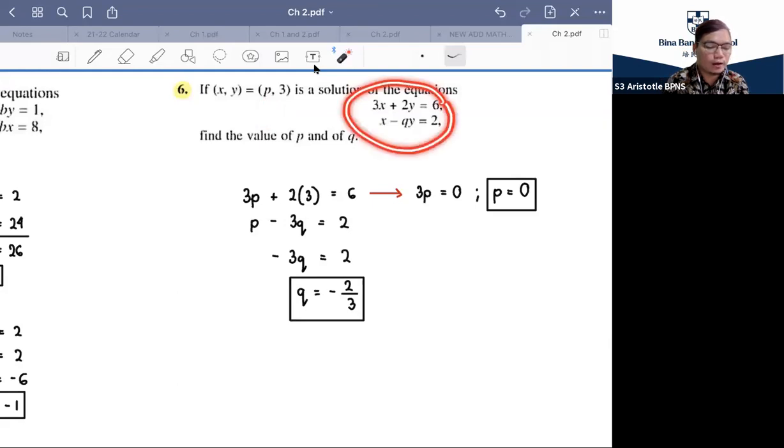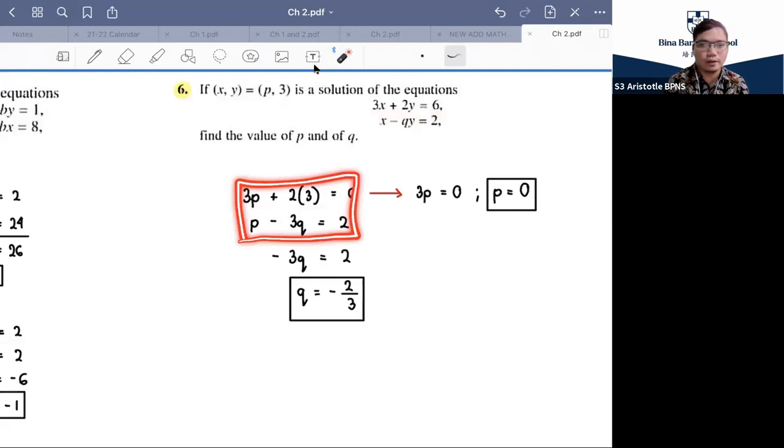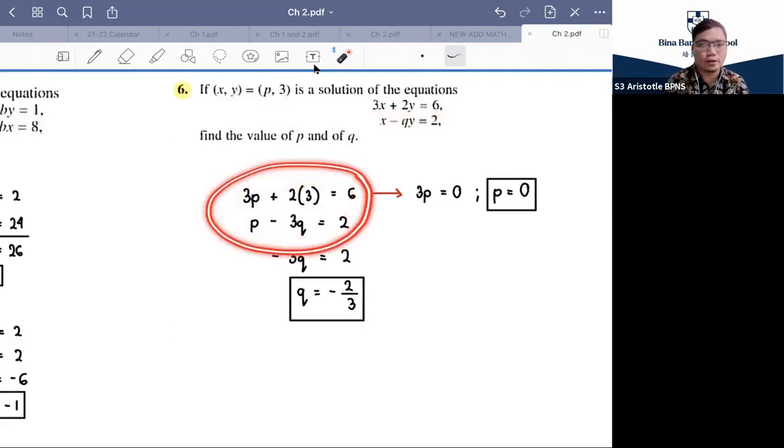Okay, so first things first, p is x, 3 is y, right? So first step is to change the x and y's into p and 3, all right? So for my first equation here, it became this one. So 3p, because x is equal to p, plus 2 times 3 equals 6, all right? And then for my second equation, it is p minus 3q equals 2. All right, do you guys have any question on this part here? Okay. So I just substituted all the x and y into p and 3's.